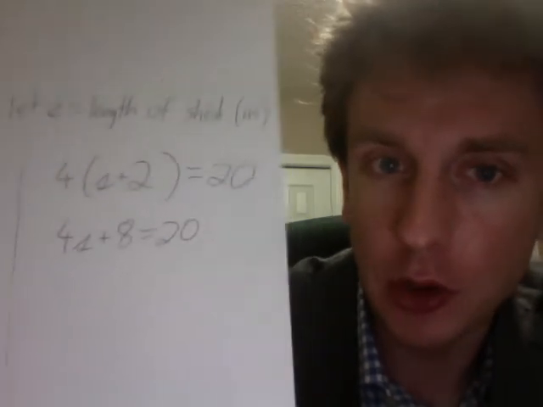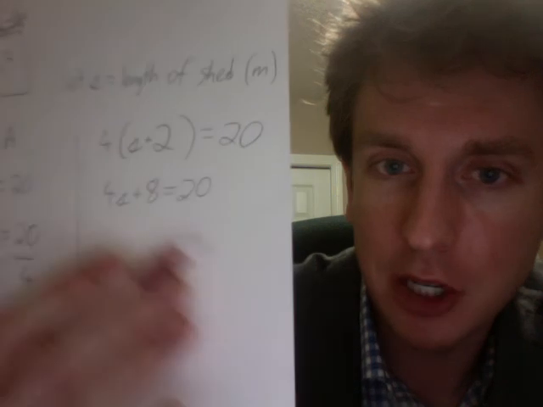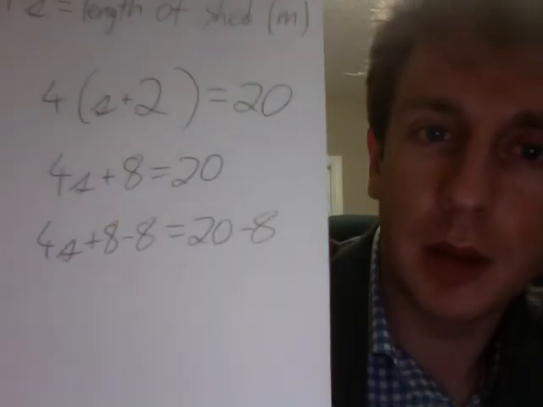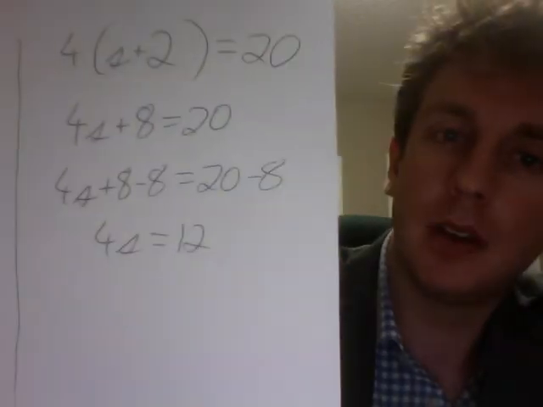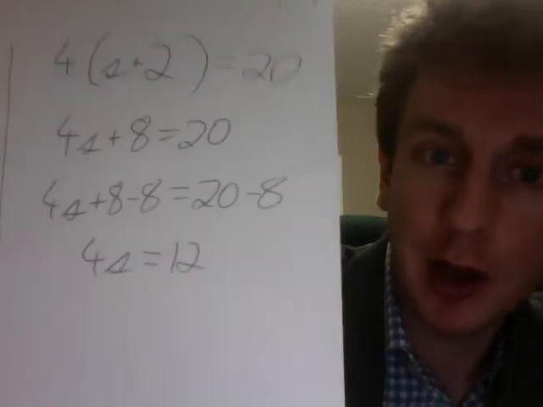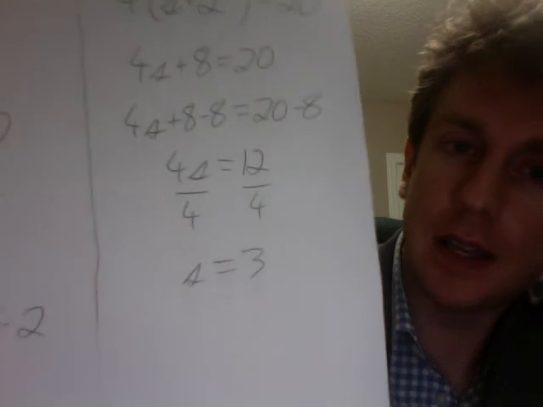So we are going to, first off, remember we want to get rid of the addition or subtraction first. So we're adding 8, we're going to go minus 8. 4s plus 8 minus 8 equals 20 minus 8. Comes out to be 4s on one side. 4s equals 12. So now it's 4 times s. We need to divide by 4 to get the s by itself. S equals 3 because 12 divided by 4 equals 3.